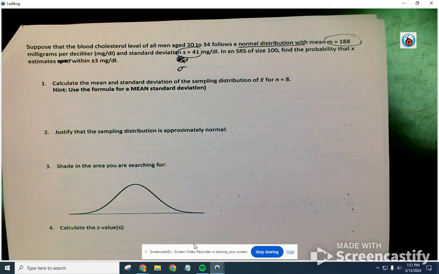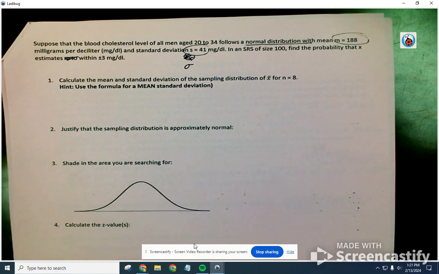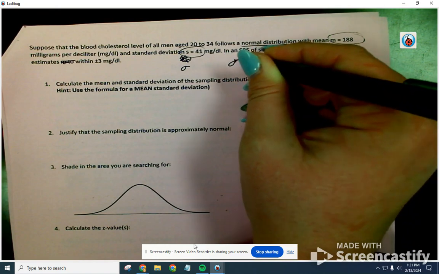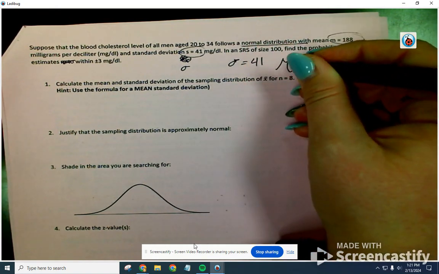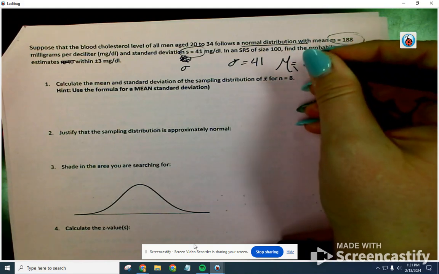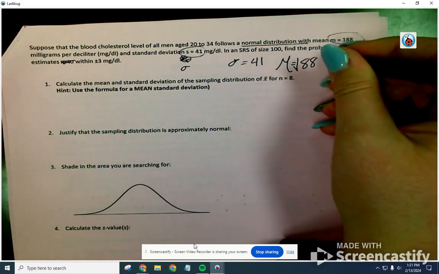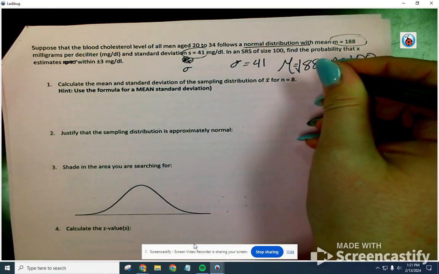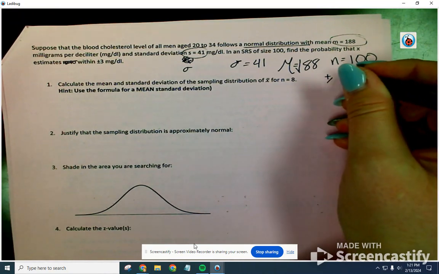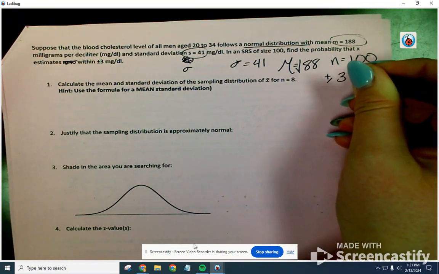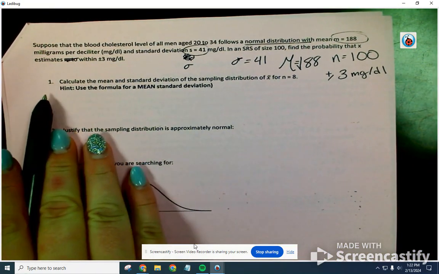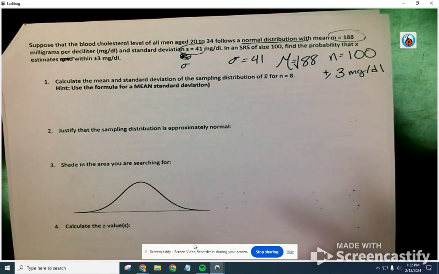So we're trying to figure out the probability that it's going to be between those two, or 3 less and 3 over. So let's go ahead and write out what we know. We know that the population standard deviation is 41. We know that the mean of the population is 188. We also know that the sample size is 100. And we're also looking for the probability of plus minus 3 milligrams per deciliter.